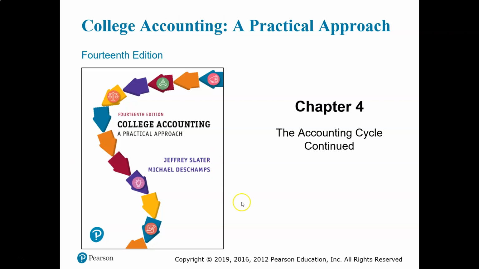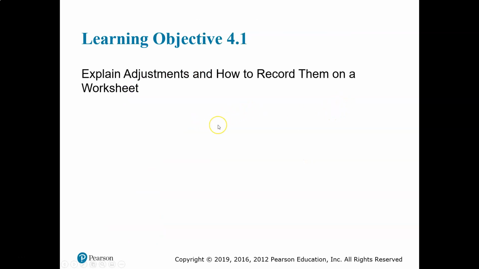Okay, so we're on to the next part of the accounting cycle, the adjusting journal entries. Learning objective 4.1: explain adjustments and how to record them on a worksheet. Pay attention to this. It can be a little confusing to some students.